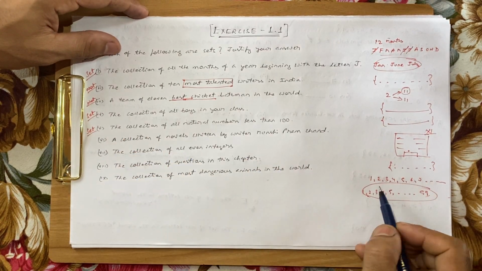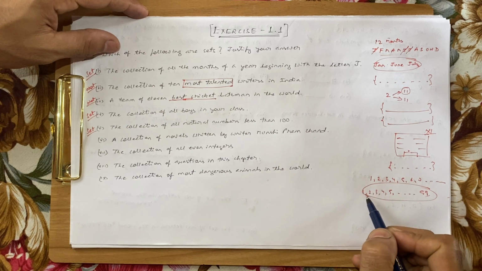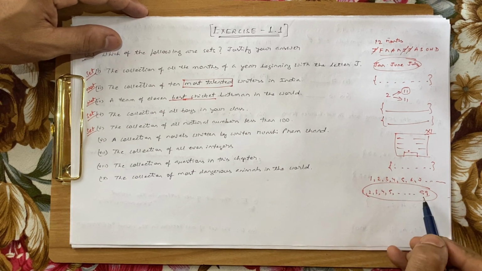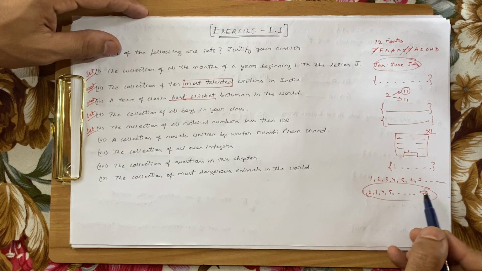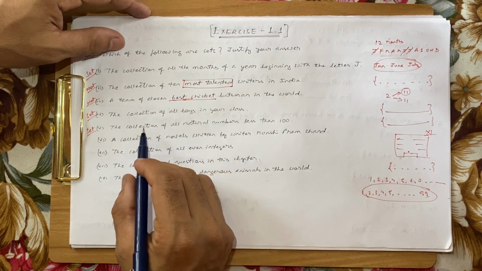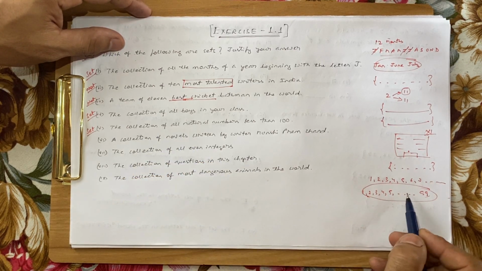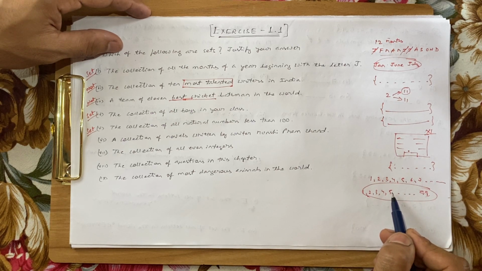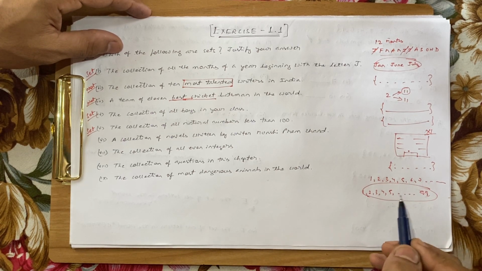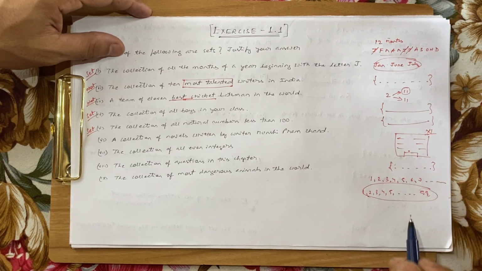This is well defined. Each of the elements is what? A natural number, and it is less than 100. 4 is a natural number less than 100. If you talk about 50, it is a natural number less than 100. So the condition is what? That the collection should have numbers that are natural numbers and also less than 100. Okay, so this collection is well defined.